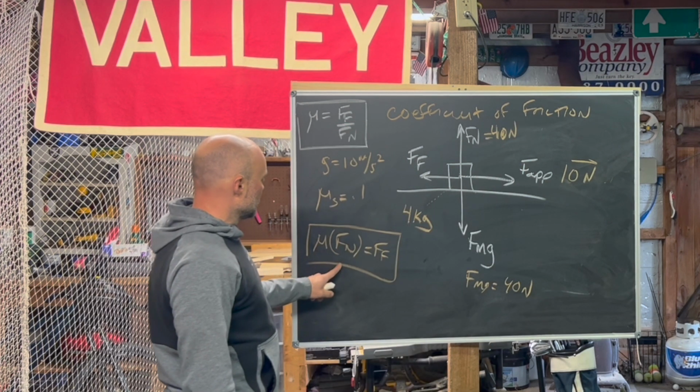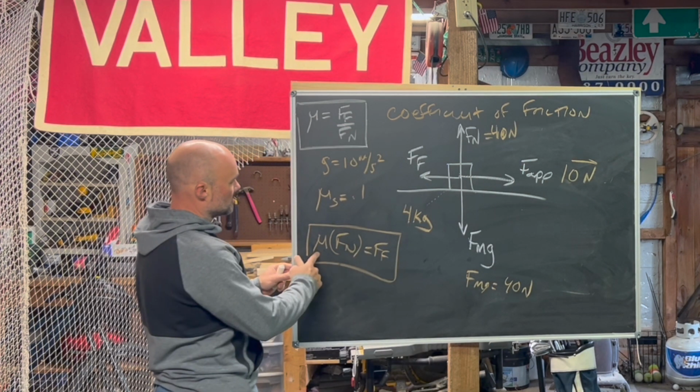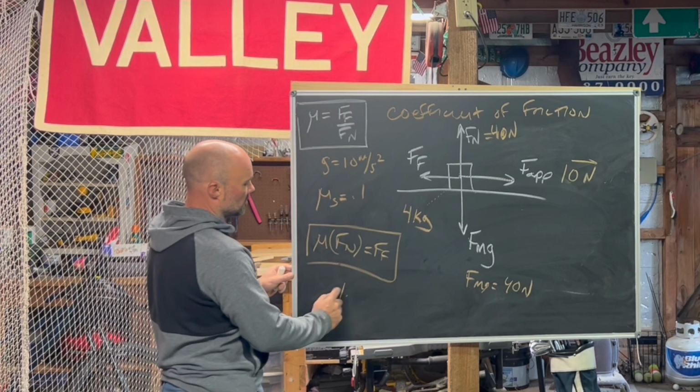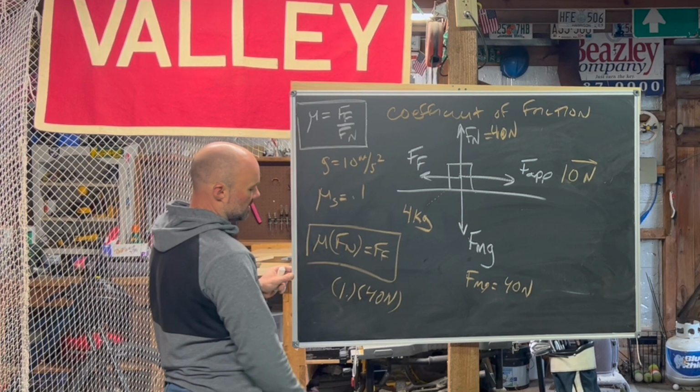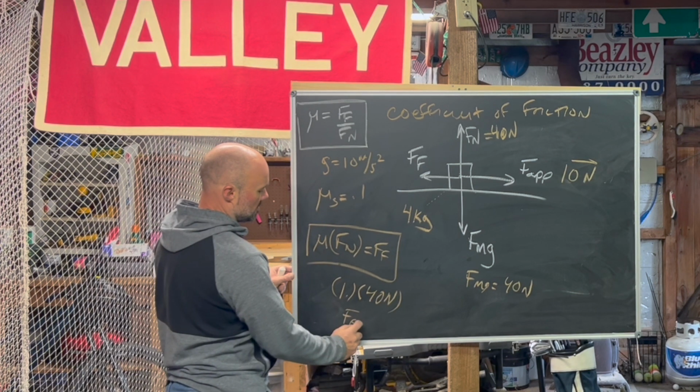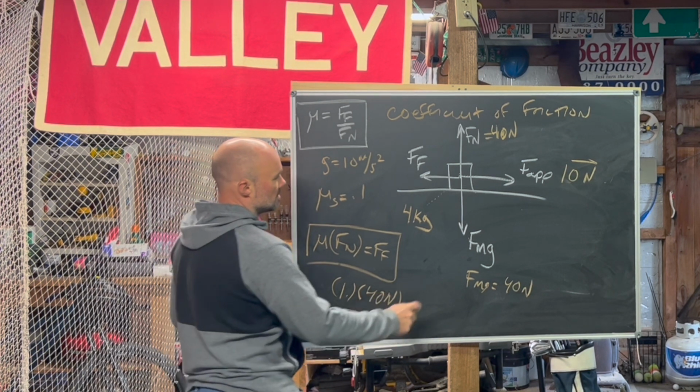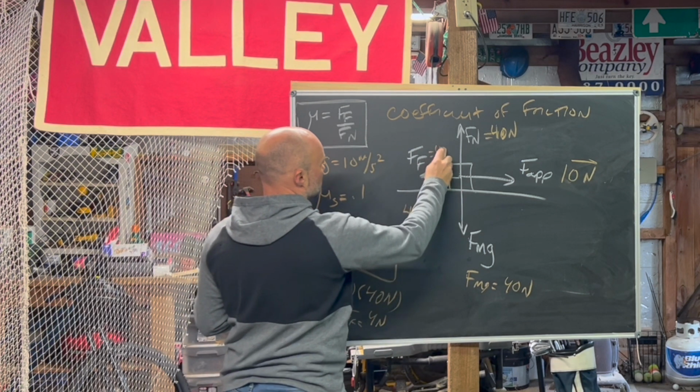Now, in order to calculate the force of friction, we're simply going to multiply our coefficient of friction of 0.1 times 40 newtons. And of course, we're going to get that the force of friction is equal to 4 newtons. So we can now plug that in, 4 newtons.